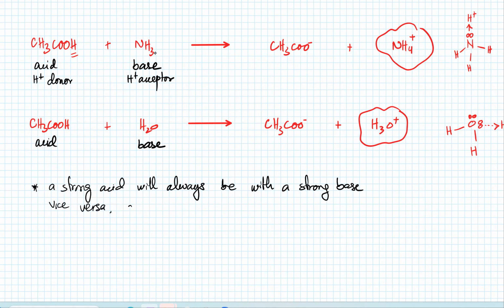So vice versa, a weak acid will always be with a weak base. If an acid is not willing to lose H plus ions and it's not producing H plus ions, that means the base is not getting any H plus ions. It's always going to be with a weak base.